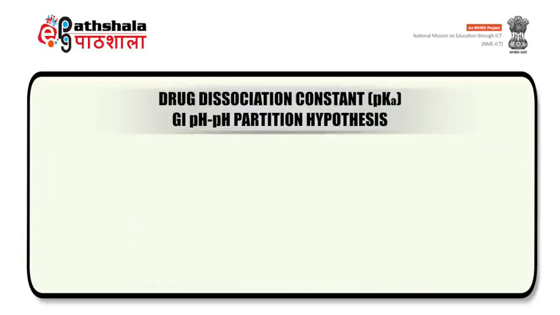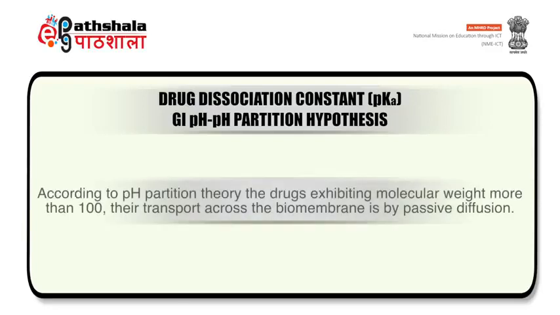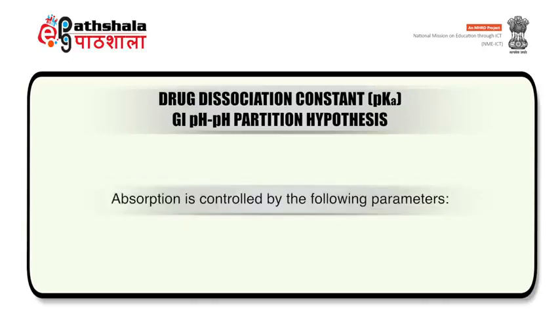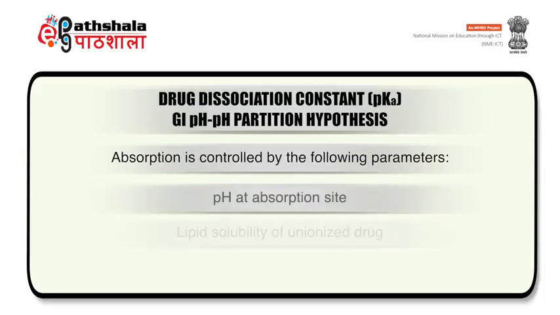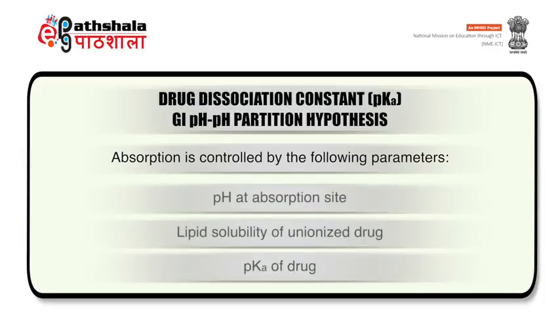Let us understand the drug dissociation constant known as the pKa and the pH partition hypothesis. According to the pH partition theory, for drugs with molecular weight more than 100, their transport across the biomembrane is by passive diffusion. The absorption is controlled by the following parameters: the pH at the absorption site, the lipid solubility of the unionized drug, and the pKa of the drug. The amount of the unionized drug is a function of the drug pKa. Moreover, it is also a function of media pH.